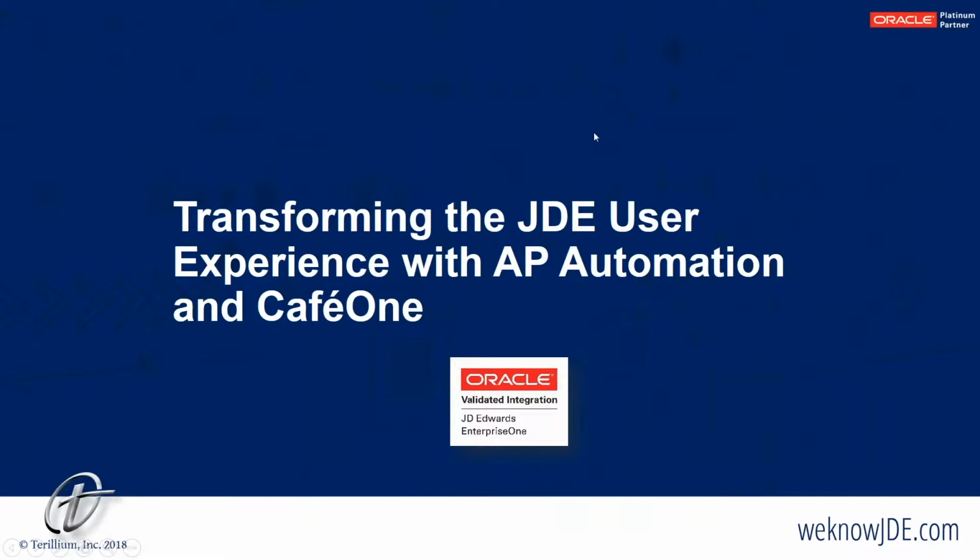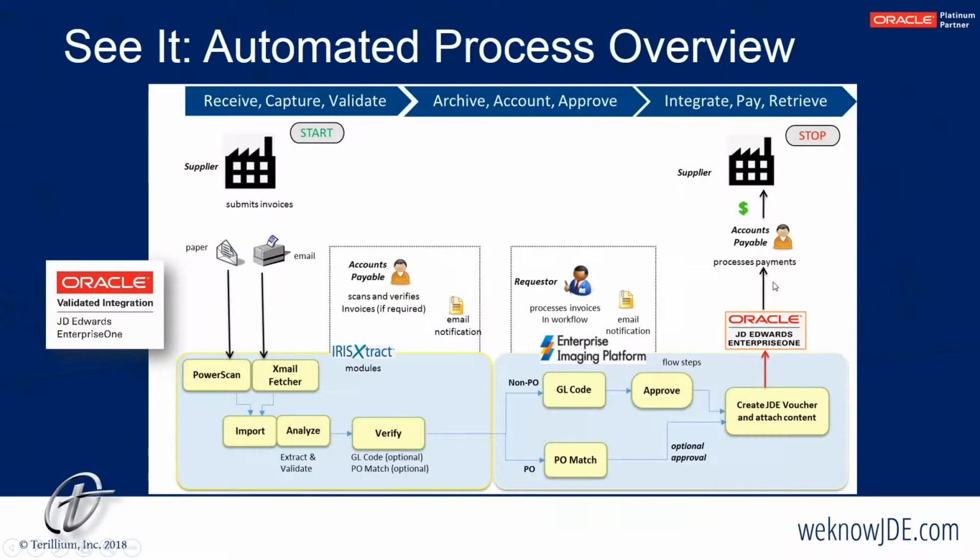I'll go ahead and talk a little more about the Canon solution for AP automation with JD Edwards, especially leveraging the Cafe One capabilities. So if I could, I'd just like to step through this little process flow diagram here with you. This serves as a really good reference for an automated AP process like you're about to see.